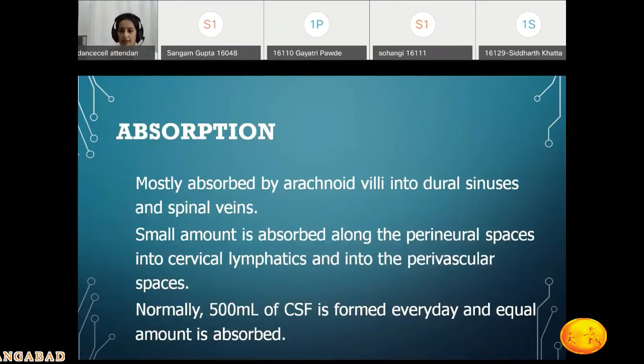So it is absorbed by arachnoid villi into the dural sinuses and spinal veins. A small amount is absorbed along perineural spaces into the cervical lymphatics and also the perivascular spaces. Normally 500 ml of CSF is formed every day, and there is a turnover of around 3 to 7 times per day.